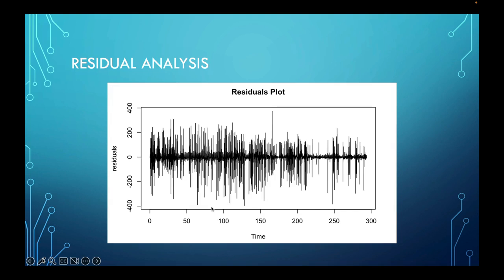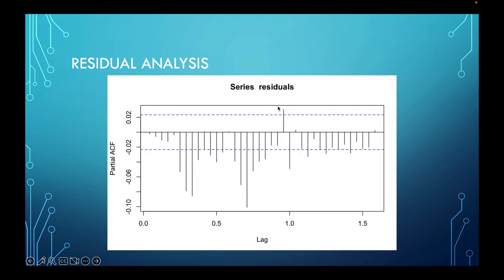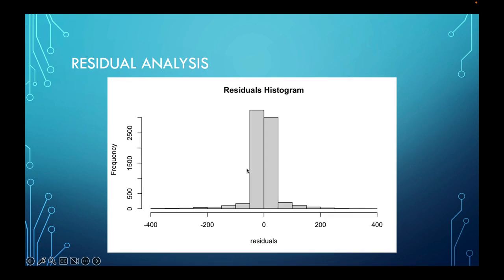So here is the residual plot. We can see that across time, the variance of the residuals is relatively constant, and the mean of the residuals is approximately 0. And here is the ACF plot of the residuals. We can see that at a few lags, the bar exceeds the threshold. For the PACF, there are also a few lags where the bar exceeds the threshold.